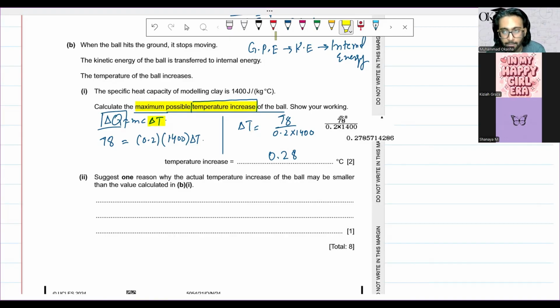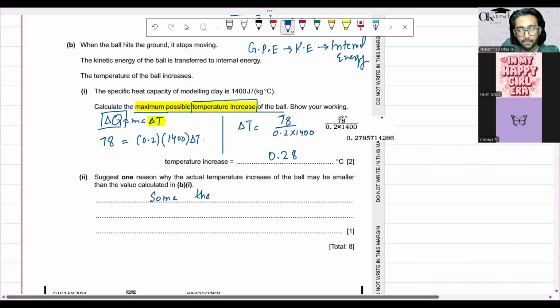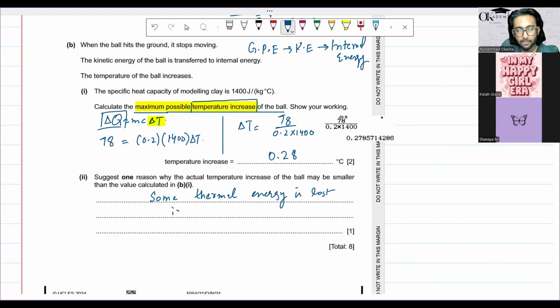So this is the ideal increase in temperature, if all of the energy is transferred and no energy is lost. But we know energy does get lost in between these processes. Question B part 2 says, suggest one reason why the actual temperature increase of the ball may be smaller than the value calculated. Some of the thermal energy is transferred to the ground or lost in the surroundings. I hope it makes sense.